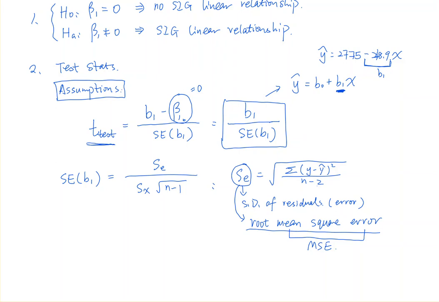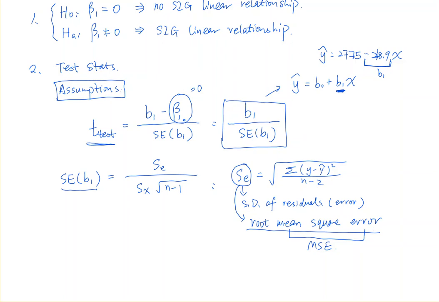Here you don't need to calculate anything about this formula, but you need to understand the standard error of b1 is obtained from the standard deviation of the residuals, and the standard deviation of the residuals is also called the root mean square error in the output.